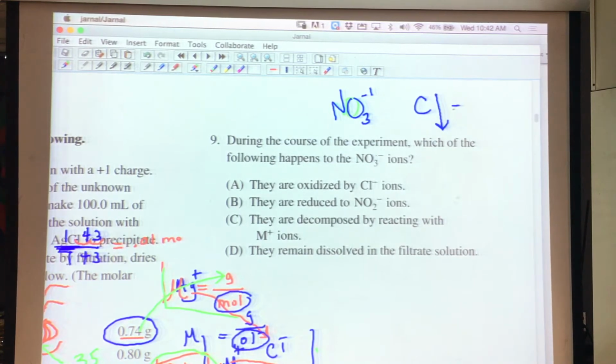Right, they have a small charge density, which means they have a lot of atoms with a little bit of charge. Their Q, the charge, is really small, and their radius is pretty high. That would give me a small charge density, so they remain dissolved in the filtrate.